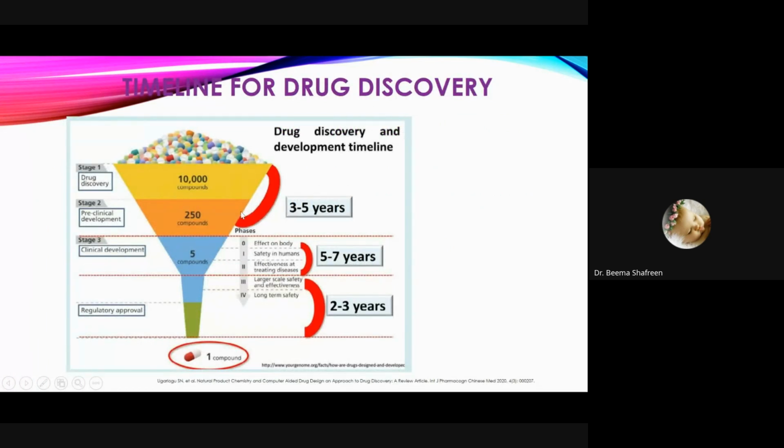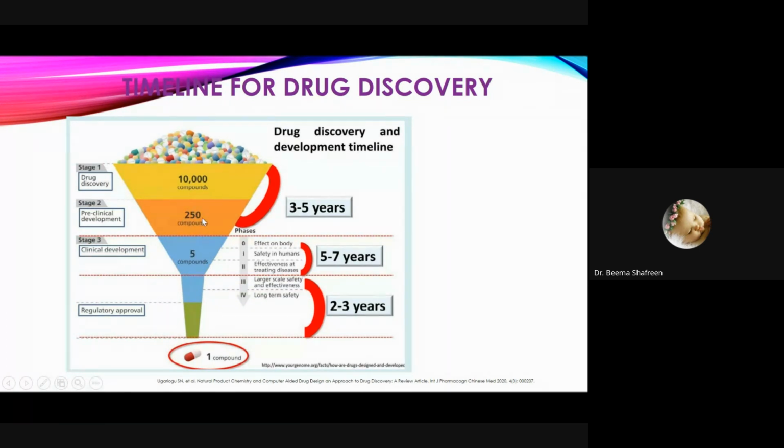So this is the timeline image for drug discovery, where the first stage has thousands of compounds, and the second stage is screening them down from 1,000 to 250 compounds. It is called preclinical development. Overall, this takes around 3 to 5 years. A thesis work can be around 3 to 5 years. We all stop our thesis work at this stage, and we do not extend it to the next level.